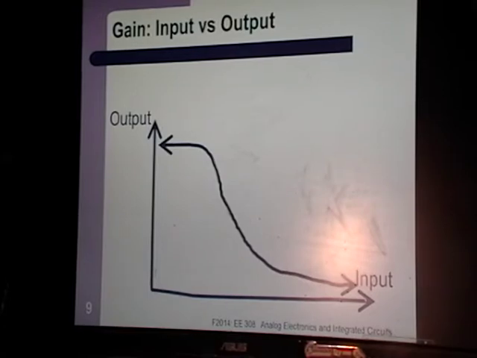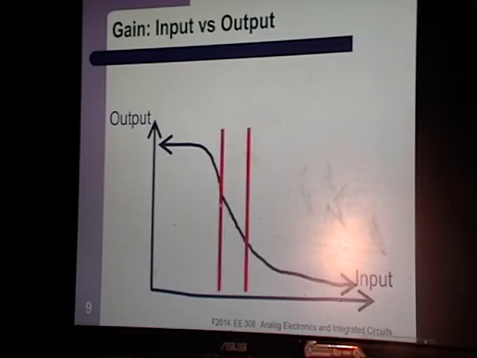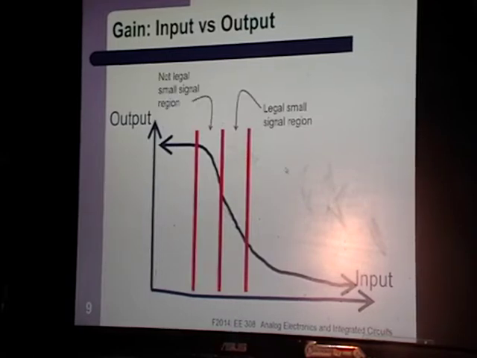This is a transfer curve. You have input on the x-axis and output on the y-axis. It shows how the output changes when the input changes. And right here you can see a section of this graph that's pretty linear. That was the second piece of the definition of small signal that we talked about. When you change the input, the output has to change linearly. So that's a legal small signal region.